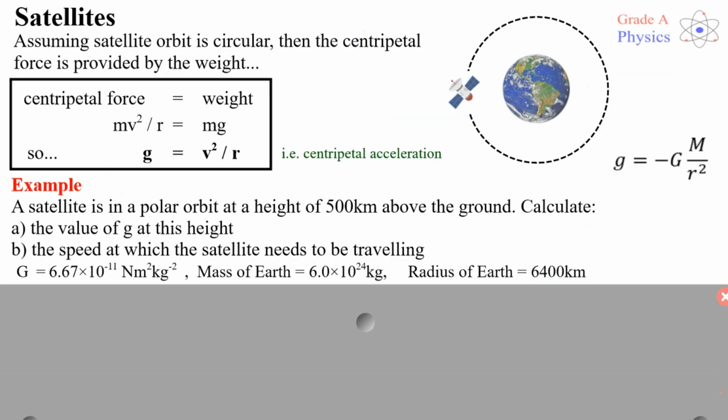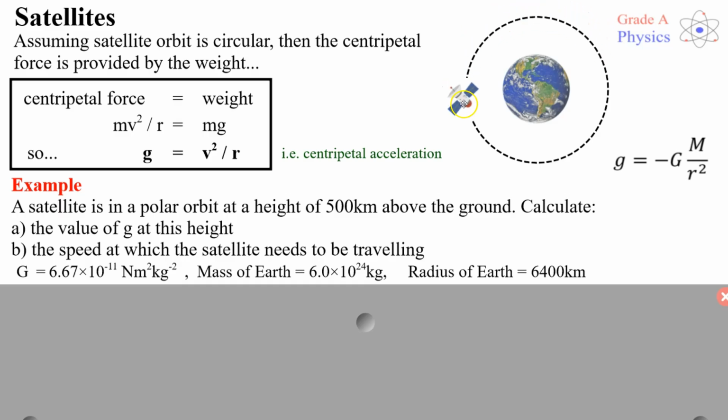The final thing to consider in this lesson is satellites. Now we will talk about satellites in more detail in future lessons. So the first thing that we would consider is that we assume that the orbit is circular. Now it probably is elliptical, but we assume that this is moving in a circular path.